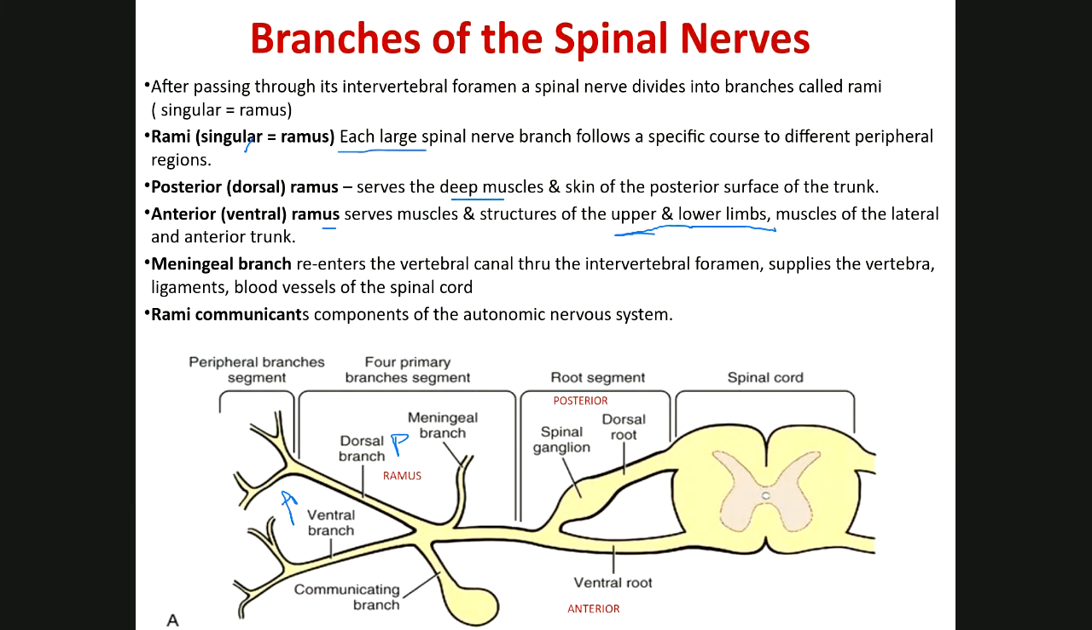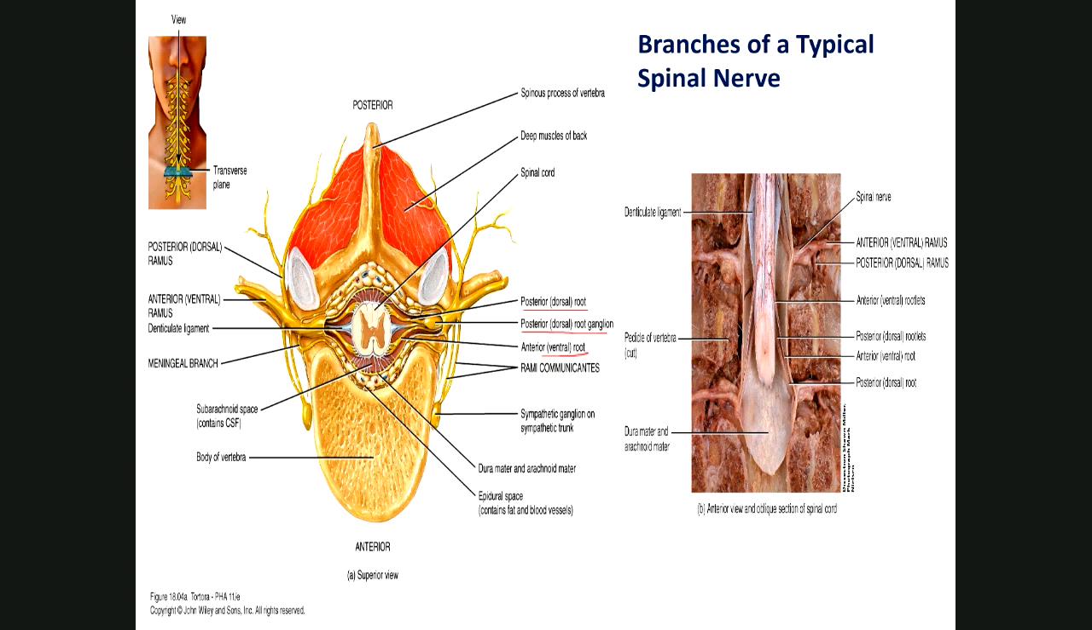And then there's a meningeal branch. The meningeal branch re-enters the vertebral canal via the intervertebral foramina, and this one is going to supply the vertebra, the vertebral ligaments, blood vessels, and spinal cord. And the other one is called the rami communicantes, which supplies the autonomic nervous system. The anterior rami of these spinal nerves are going to form plexuses, which we'll discuss in a minute.